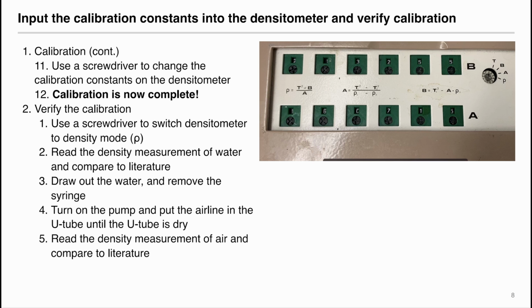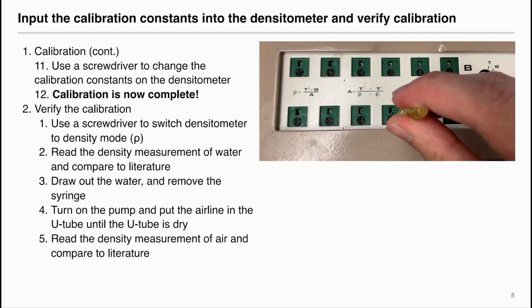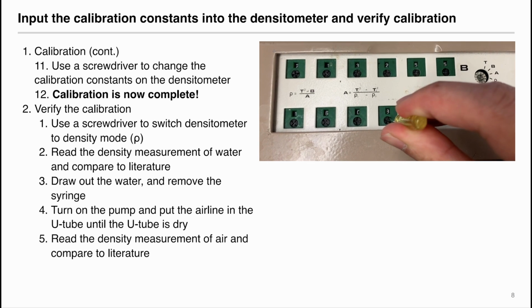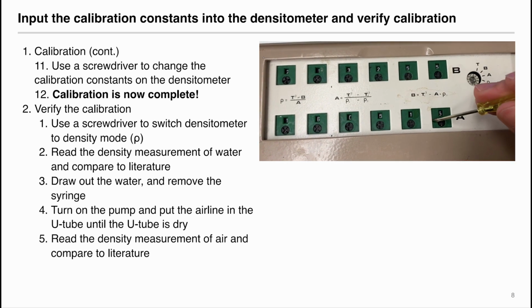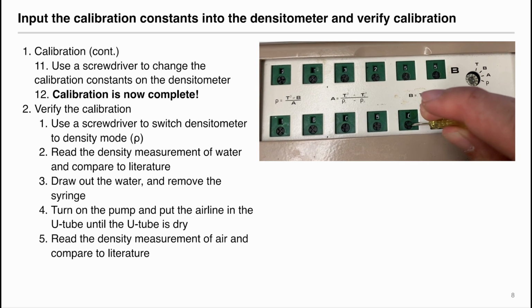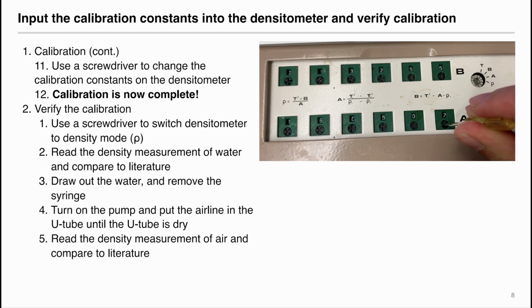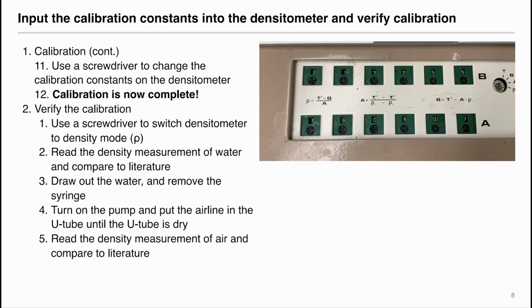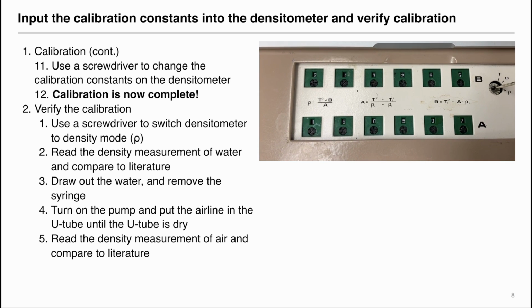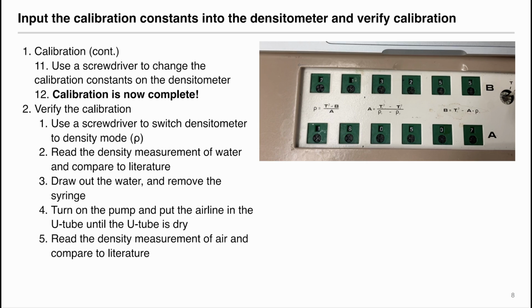Now we can change the calibration constants on the densitometer using the calculated values of A and B. Using a screwdriver, we can change the value by screwing it left or right. And after changing the values of A and B according to the spreadsheet, we can then use the screwdriver to switch the densitometer to density mode to verify our calibration.